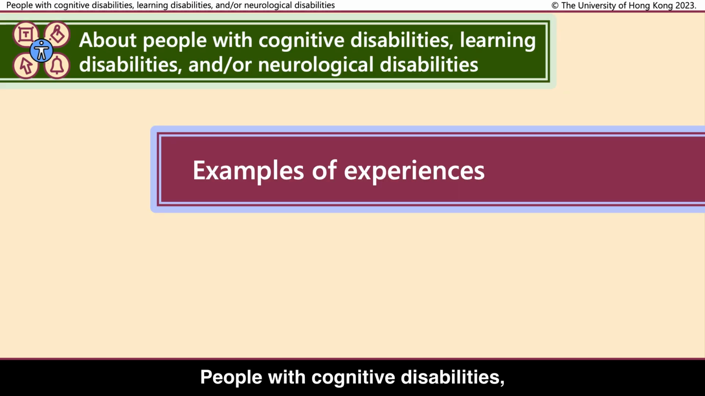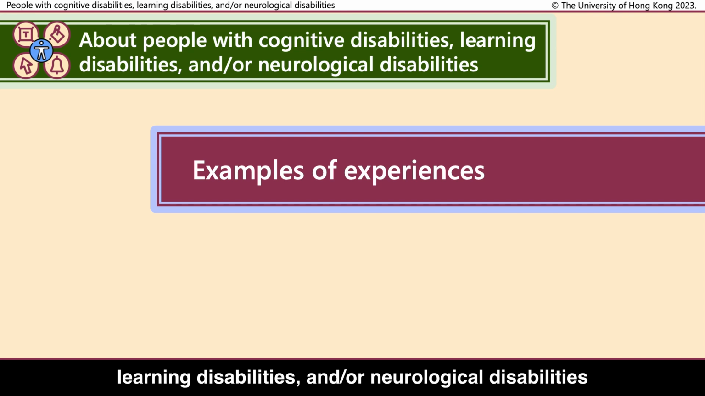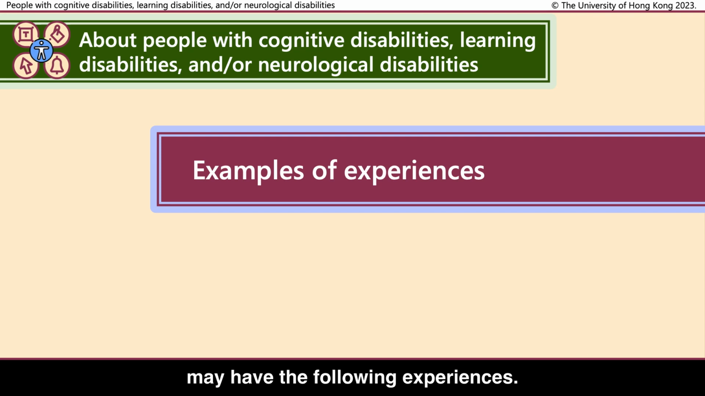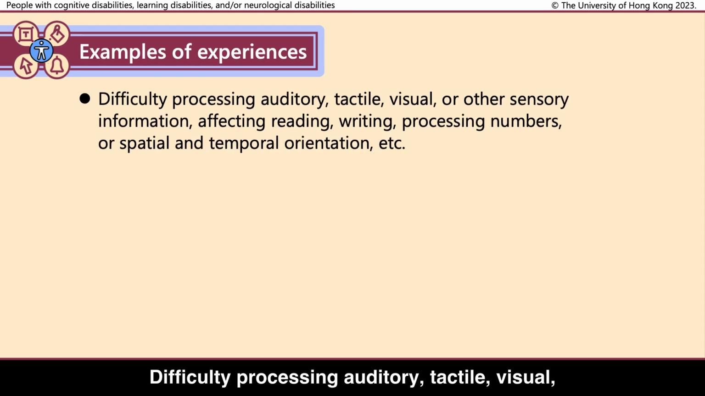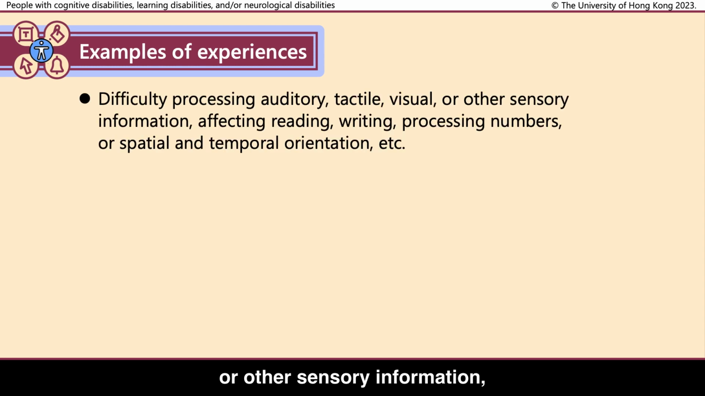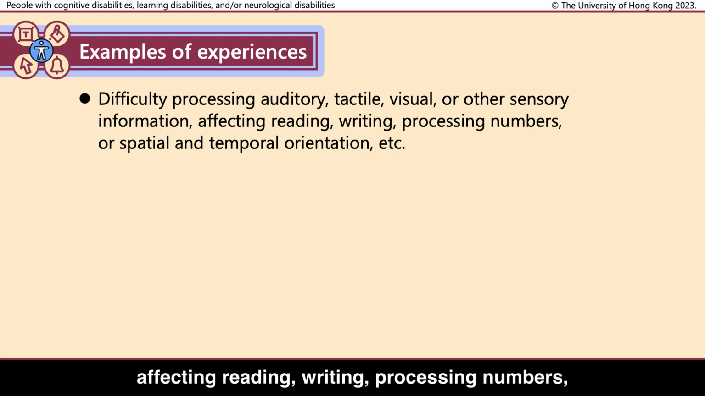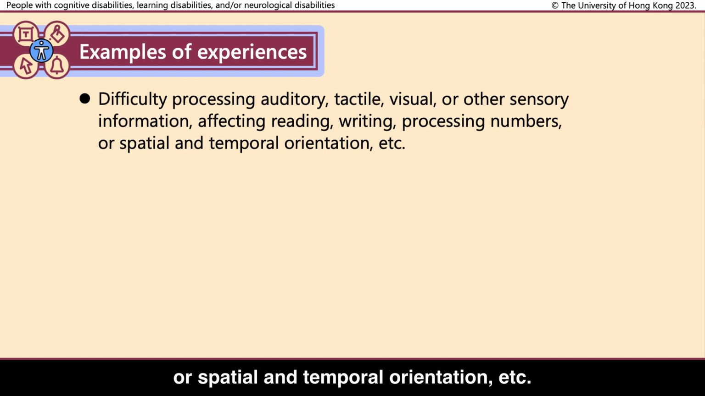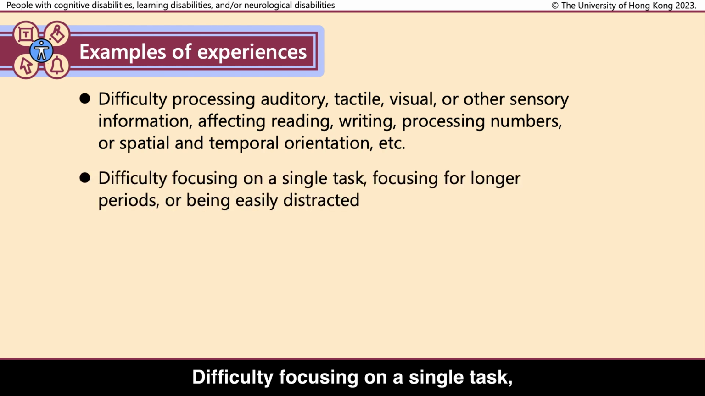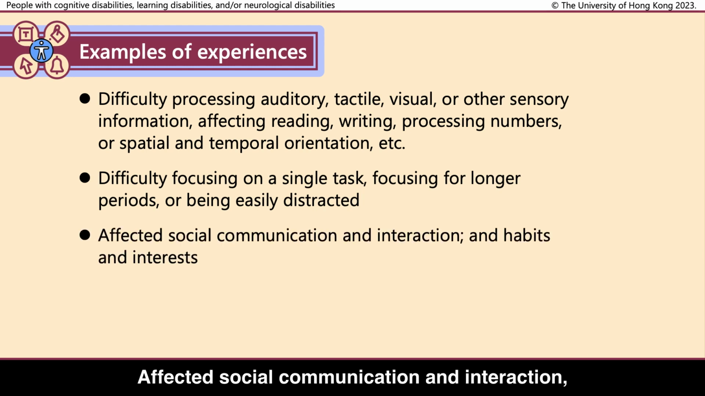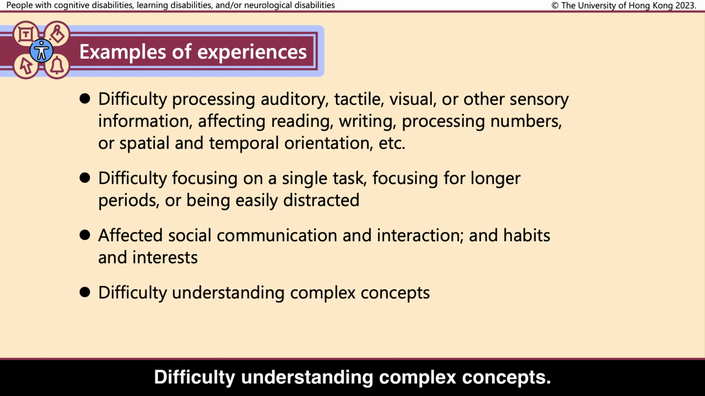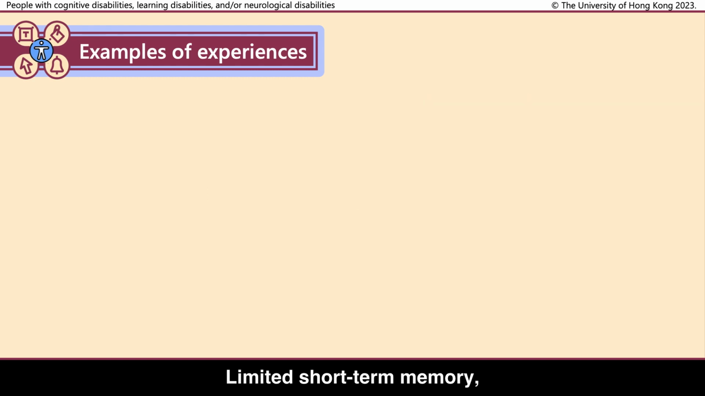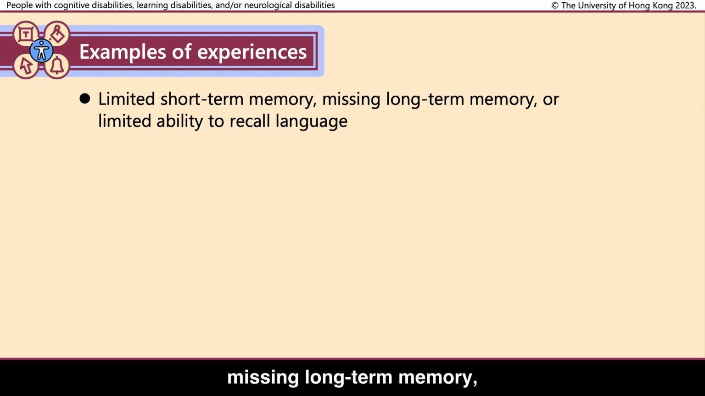People with cognitive disabilities, learning disabilities, and/or neurological disabilities may have the following experiences. Difficulty processing auditory, tactile, visual, or other sensory information, affecting reading, writing, processing numbers, or spatial and temporal orientation, etc. Difficulty focusing on a single task, focusing for longer periods, or being easily distracted. Affected social communication and interaction, and habits and interests. Difficulty understanding complex concepts. Limited short-term memory, missing long-term memory, or limited ability to recall language.